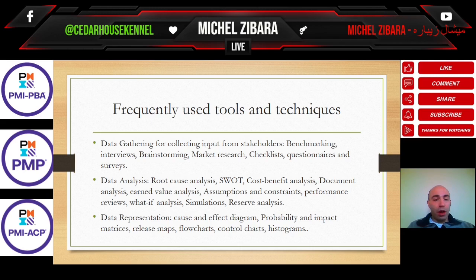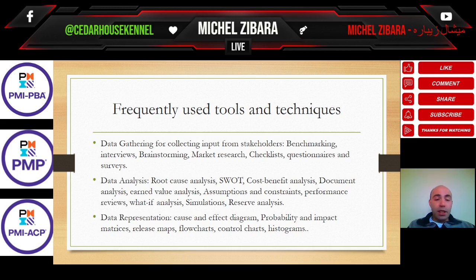We have benchmarking. These are the techniques that are used to collect data from our stakeholders. We have benchmarking, interviews, brainstorming, market research, checklists, questionnaires, and surveys. Each and every technique is advised to be used in a specific scenario. So when do we use these techniques? What are they about? How do we perform this technique? What are we going to achieve as an outcome from these techniques? All of this, don't worry about it. We are going to go through it in the next presentations.